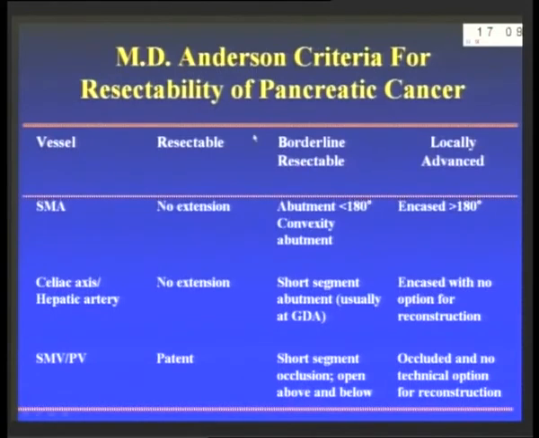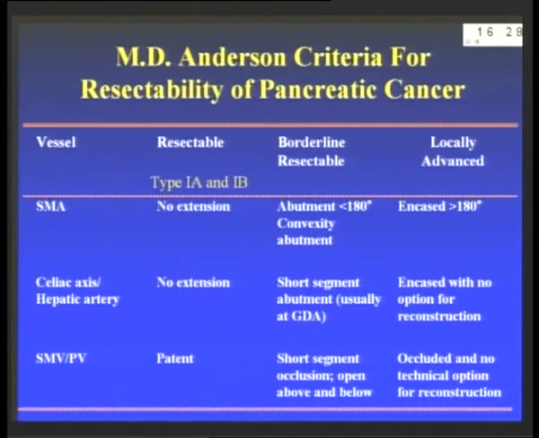So what we're talking about there is abutment of the SMA so that the tumor is up against the lateral surface of the SMA in one or two slices, but not encasing, not completely around the artery. Or in some situations, short segment abutment of the hepatic artery, usually at the origin of the gastroduodenal artery. In the venous situation, we're talking about short segment venous occlusion, where there's tumor-associated venous occlusion, but there's a patent segment of portal vein above and superior mesenteric vein below the area of occlusion.